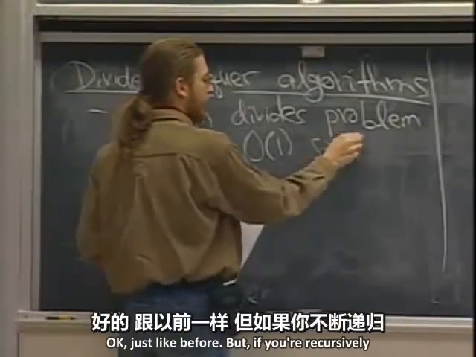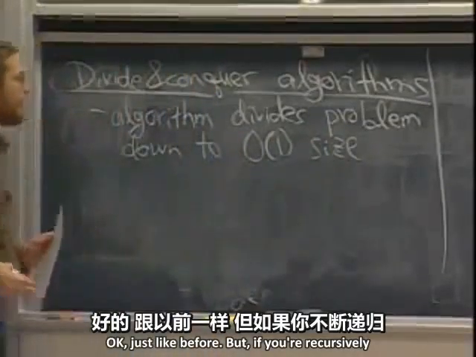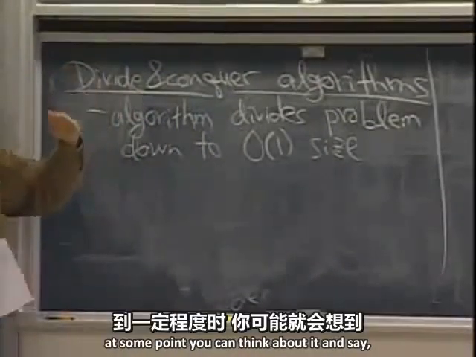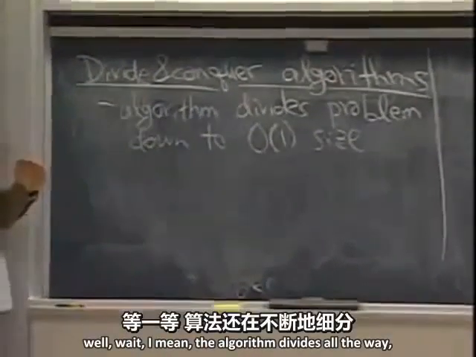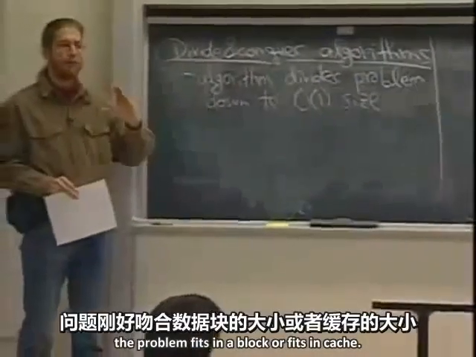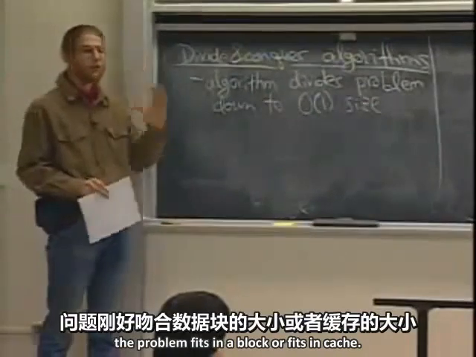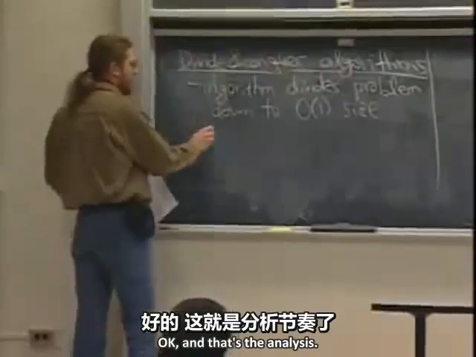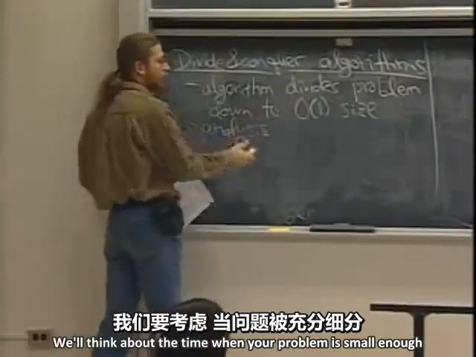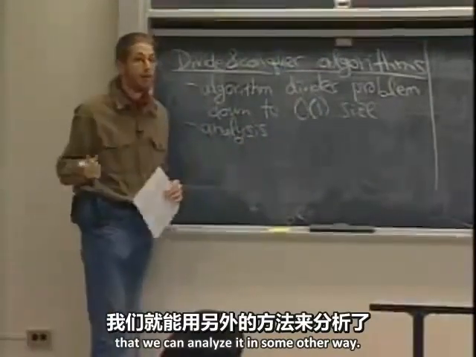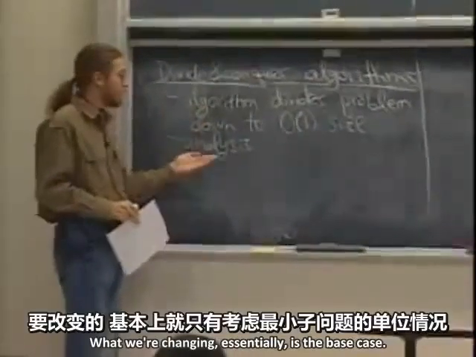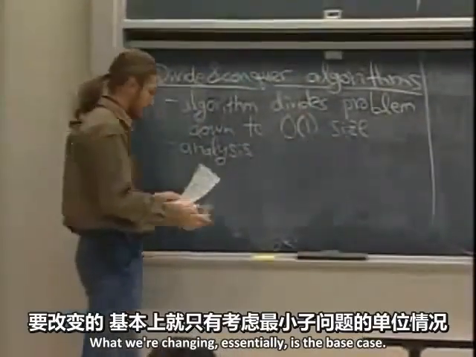Okay, just like before. But if you're recursively dividing your problem into smaller things, at some point you can think about it and say, well, wait, the algorithm divides all the way, but we can think about the point at which the problem fits in a block or fits in cache. Okay, so that's the analysis. We'll think about the time when your problem is small enough that we can analyze it in some other way. So usually we analyze it recursively, we get a recurrence. What we're changing essentially is the base case.